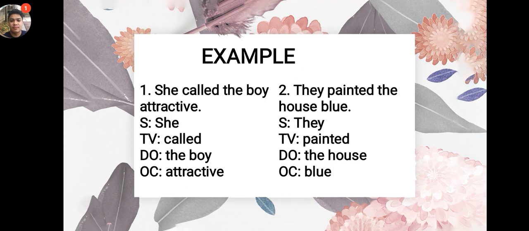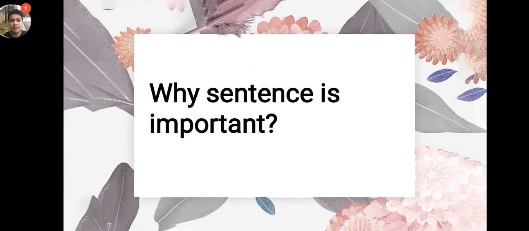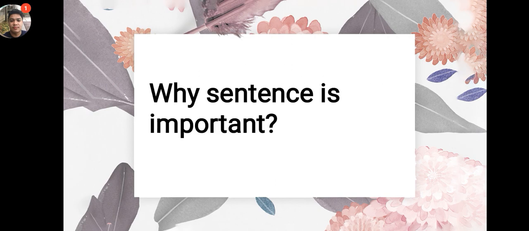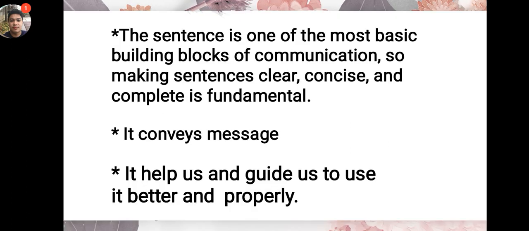The second example is, they painted the house blue. Our subject is they, the transitive verb is painted, the direct object is the house, and the object complement is blue. So those are the five kinds of sentences. Why is the sentence important? The sentence is one of the most basic building blocks of communication. Making sentences clear, concise, and complete is fundamental.